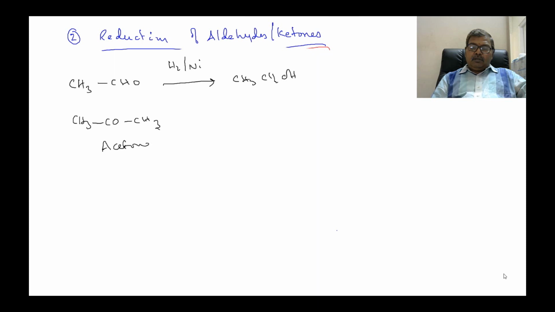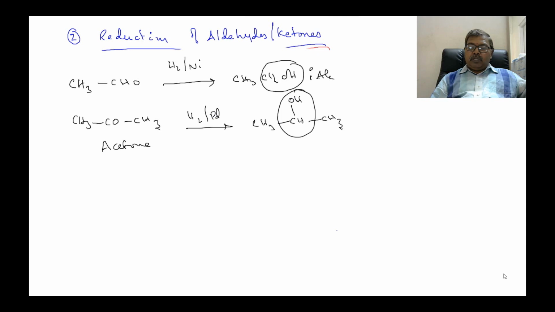Acetone. So this is CH2OH, which is there, a primary alcohol. CHOH is there, a secondary alcohol.